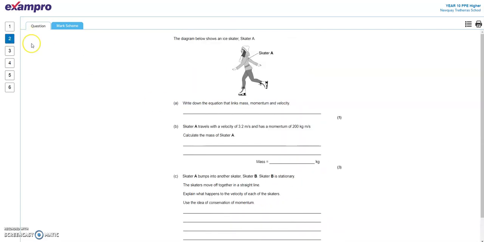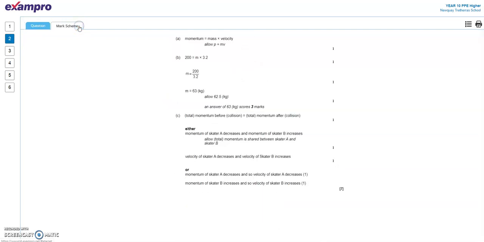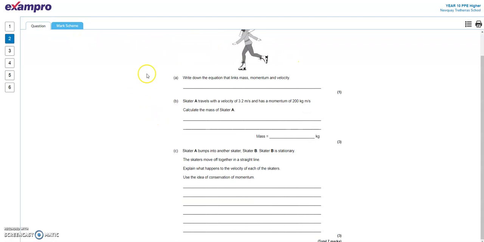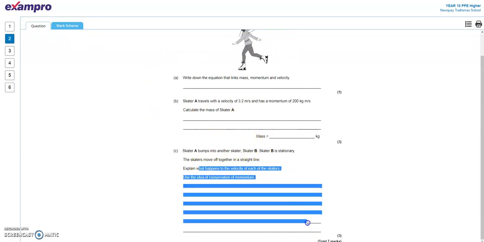Let's move on to question 2. It's about momentum. Again, you need to know the equation. You can write it as letters or as words: p equals mv, or momentum equals mass times velocity. Simple substitution in here. This question, part C, I want to focus on a little bit.